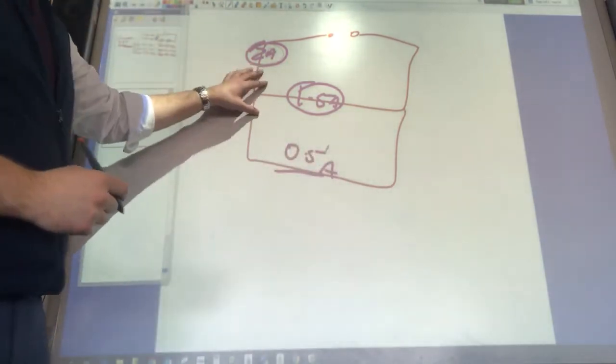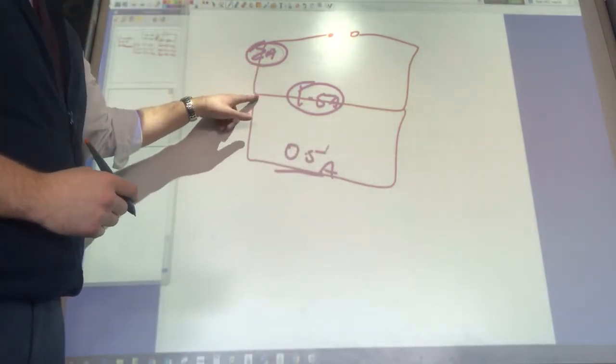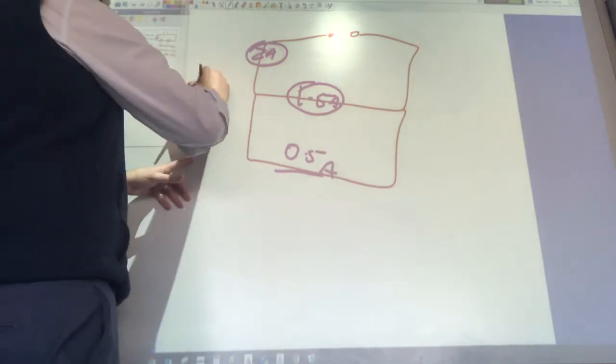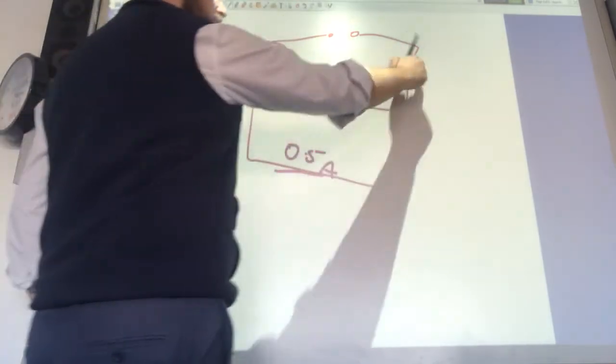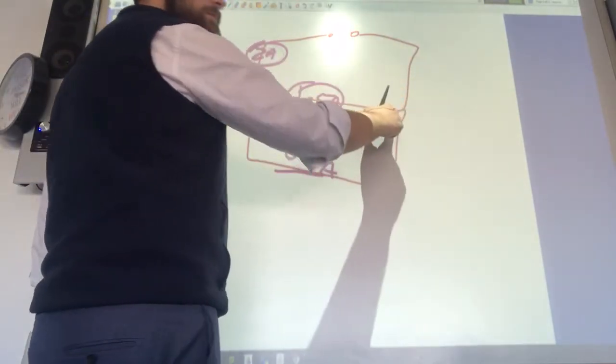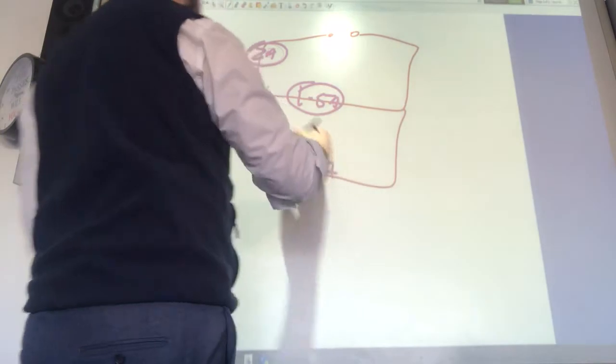Only in a parallel circuit, at this junction here, we say that the current is conserved. So the keyword you need for that is conserved. Which means I'll have 2 amps there, I'll have 2 amps there, I'll have 1.5 amps on this branch, I'll have 0.5 amps on this branch.